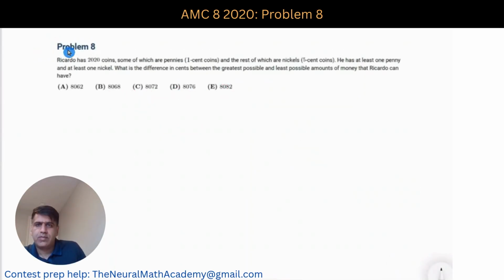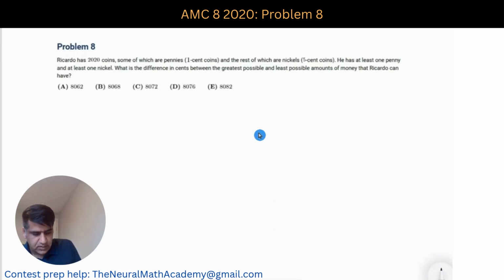So let's look at problem 8, where Ricardo has 20 coins, some of which are pennies and the rest of which are nickels. He has at least 1 penny and at least 1 nickel. What is the difference in cents between the greatest possible and least possible amounts of money that Ricardo can have?